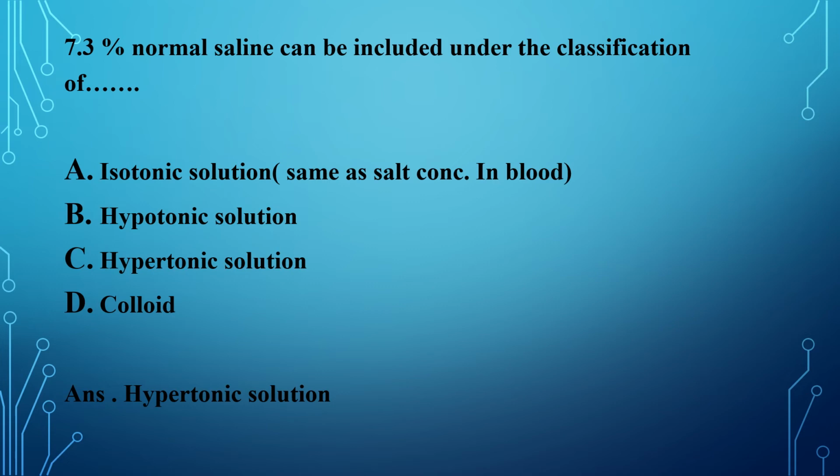So here, 3% normal saline. Our baseline is 0.9. So 3% is on the higher side than 0.9. So automatically it will be a hypertonic solution. So 3% normal saline can be included under the classification of hypertonic solution.